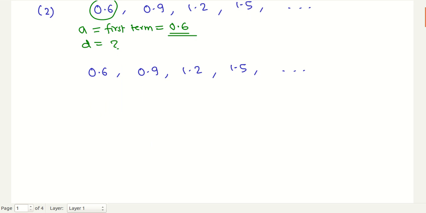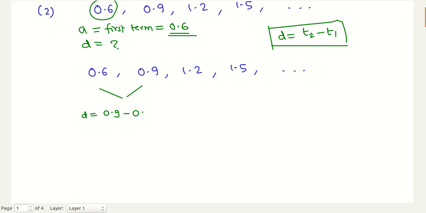In the earlier problem I have told you how to find D. D is equal to T2 minus T1. That is the formula for finding D. So apply it over here. So D will be equal to 0.9 minus 0.6. So what is that? 0.3.